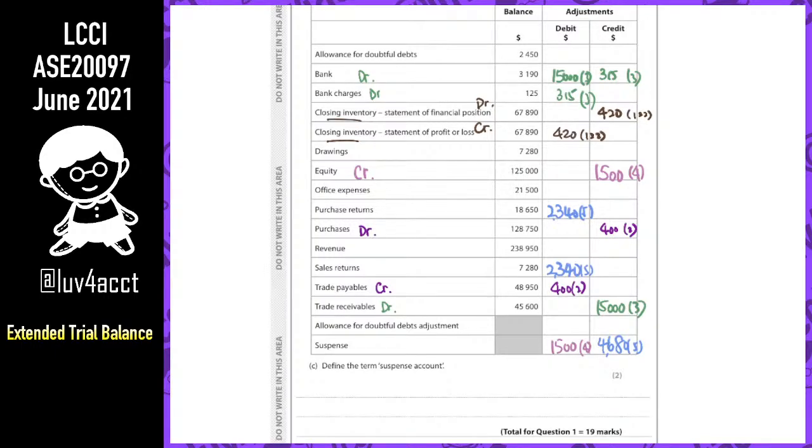The next one is we have to provide for depreciation. No, sorry, not depreciation. Provide for allowance for doubtful debts. So let us look at the trade receivables. Now it is 45600 minus 15,000. The adjusted amount would be 10600.